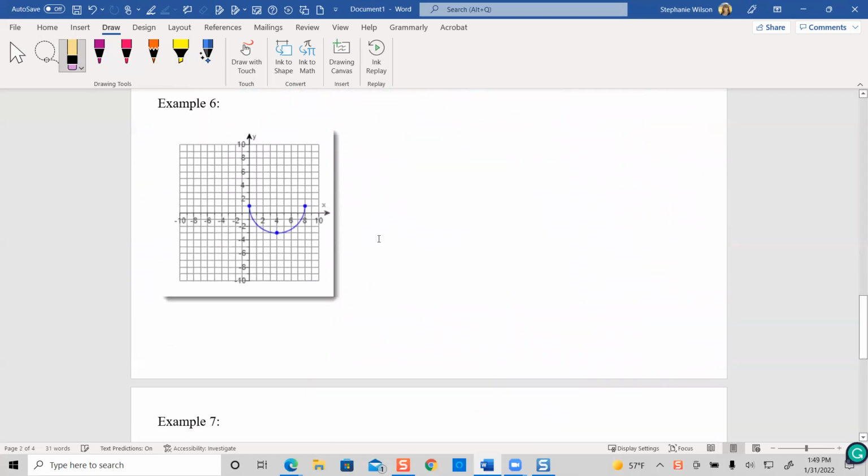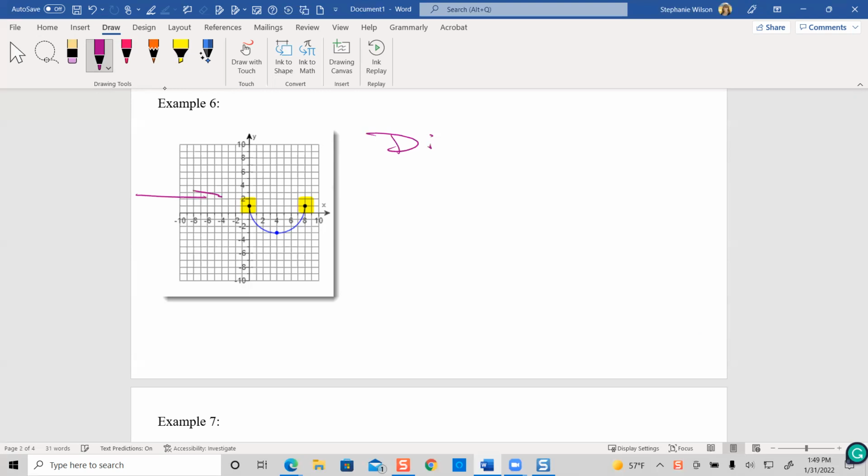Let's look at this next graph. Let's state the domain and range. So we have a parabola going on. And if you notice, the parabola does not have arrows on the ends. It just has a closed circle. So that means we're stopping at specific points. So let's state its domain.